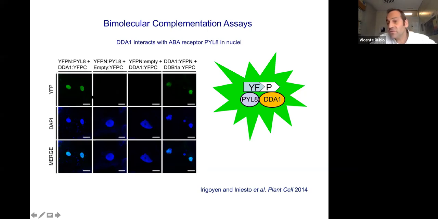And well, you can do some measurements of the strength of this interaction. What we did here is to count the number of nuclei in which we could see fluorescence. It is a bit painful, but it can provide you with some sort of measurement of the reliability of that interaction.